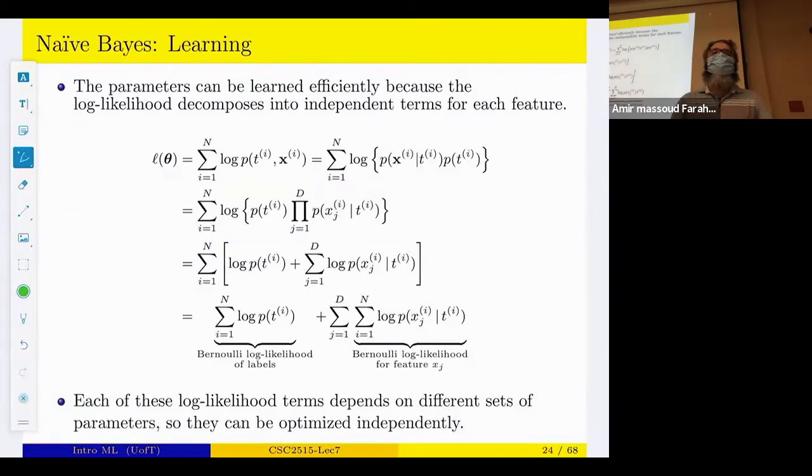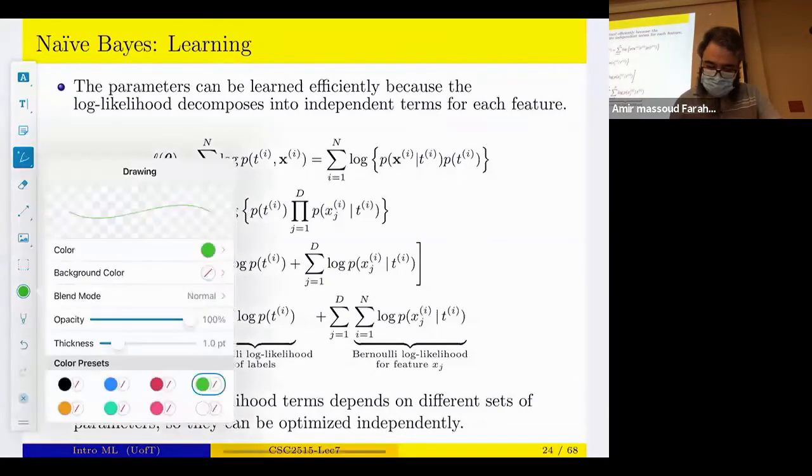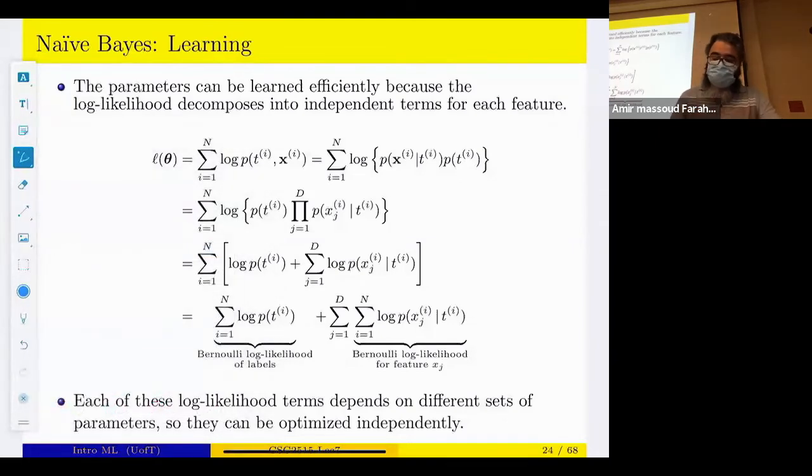So we have a very compact representation that only has on the order of 2 times d parameters. Now the question is how we can do learning. As I mentioned earlier, the idea here is to learn with maximum likelihood estimation. So what we do is compute the maximum likelihood of this probability distribution and find the parameters that maximize the likelihood of the data.